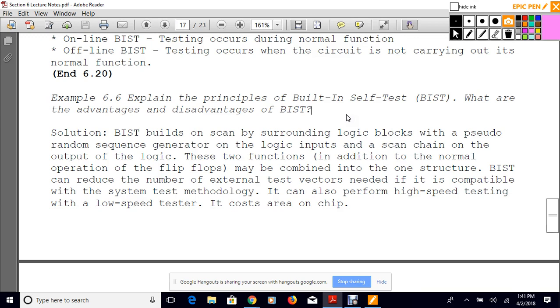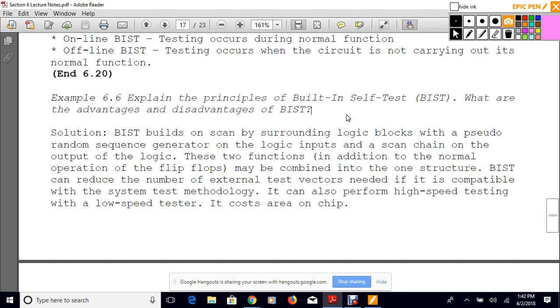So first we say that BIST builds on boundary scanning by surrounding logic blocks with a pseudo-random sequence generator on the logic inputs and a scan chain on the output of the logic. So I have some sort of pseudo-random number generator. It generates a set of inputs just randomly, right? And then based on that set of inputs, I am expecting a certain set of outputs.